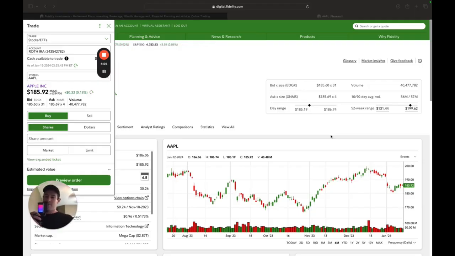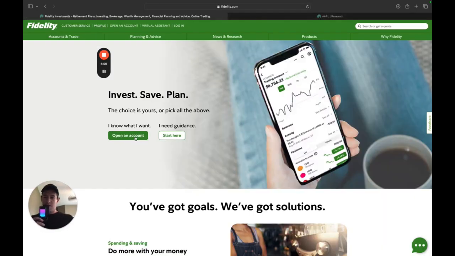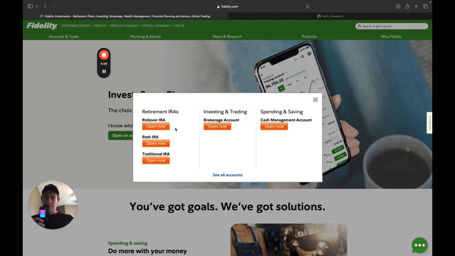We're going to talk about stocks today, and I can show you how to open a quick account. On Fidelity, I like to use Fidelity. You can open different IRAs, retirement accounts, an investing and trading account, and spending and saving. I believe this is kind of like banking where you can have a credit card. I do have the Fidelity credit card because you get 2% back to your Roth IRA, and I think that's an awesome feature to have.